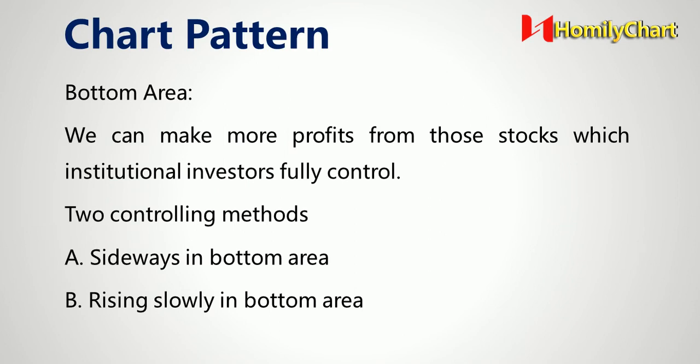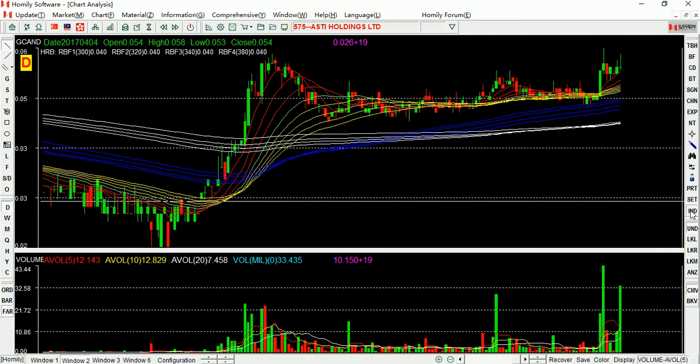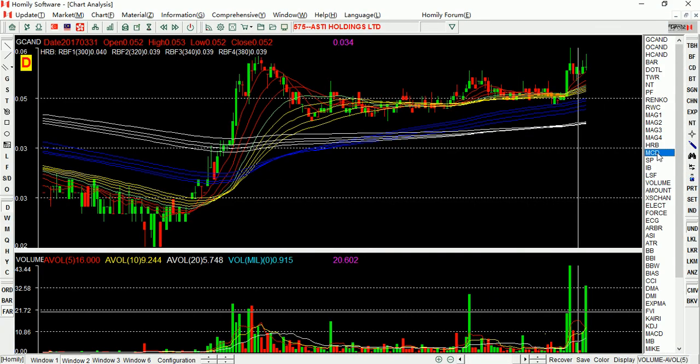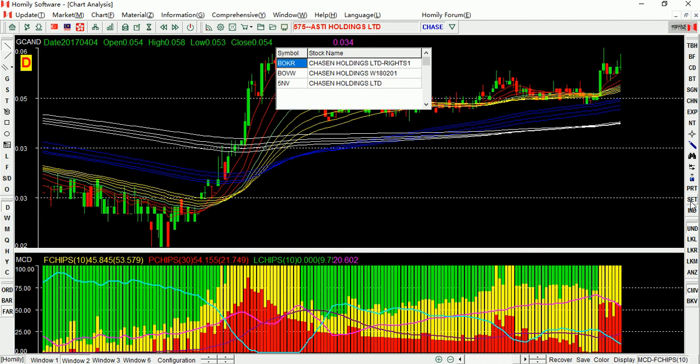So let's see the chart pattern. This is very important for us. Firstly, the bottom area, okay? We can make more profits from those stocks which institutional investors fully control. What does fully control mean? We can use one method to judge whether the stock has bank money fully controlling it or not. So let's see this one.